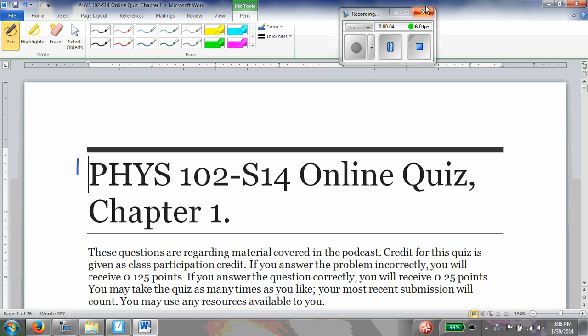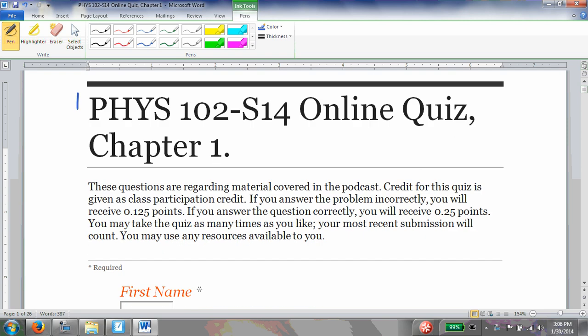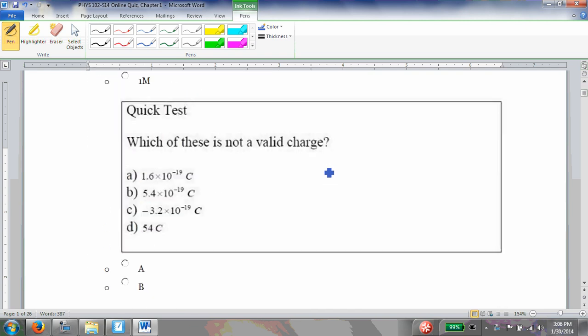All right, this is the solution for the Chapter 1 quiz for Physics 102. Which of these is not a valid charge? This was based on the idea that all charges are integer values of the fundamental unit of charge, 1e, which is 1.6 times 10 to the minus 19 coulombs.